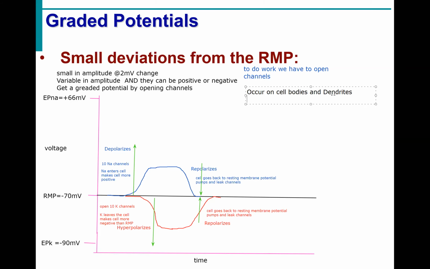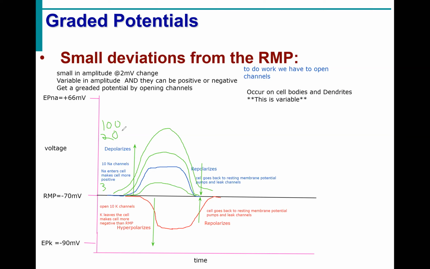And remember, the other key to this is that this is variable. That is one of the key things to remember. If you think about how we could make this variable, notice the first time we opened 10 sodium channels. But what if instead we opened 20? Then the signal would be bigger. If we opened 100, the signal would be even bigger. If we opened 3, the signal would be even smaller.